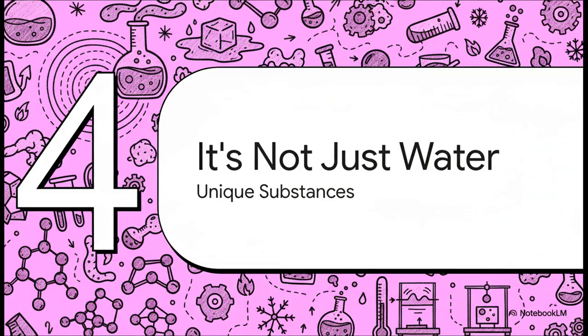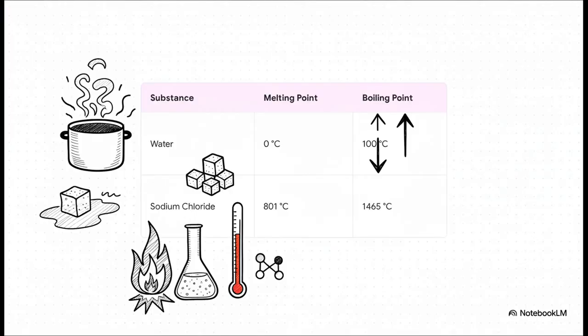Okay, so this process is fundamental, right? But it's super important to remember that these magic numbers, the melting and boiling points, are unique for every single substance out there. And wow, the differences can be huge. Water melts at 0 and boils at 100, but what about regular table salt? It won't even start to melt until you hit a scorching 801 degrees Celsius. And you need almost 1500 degrees to boil it. It all comes down to how strong those bonds are between the particles.